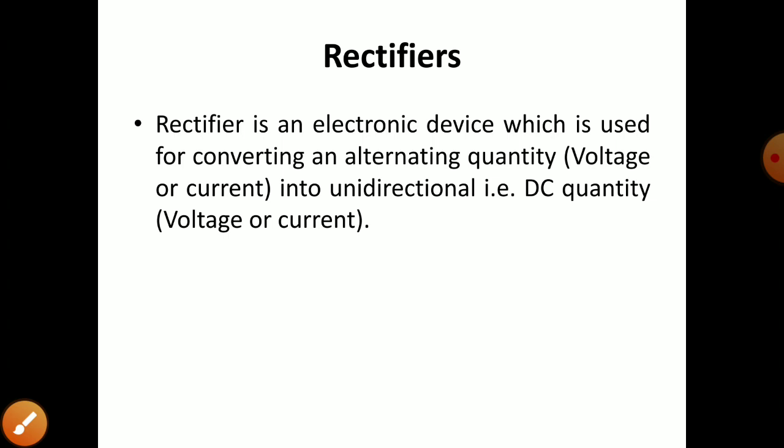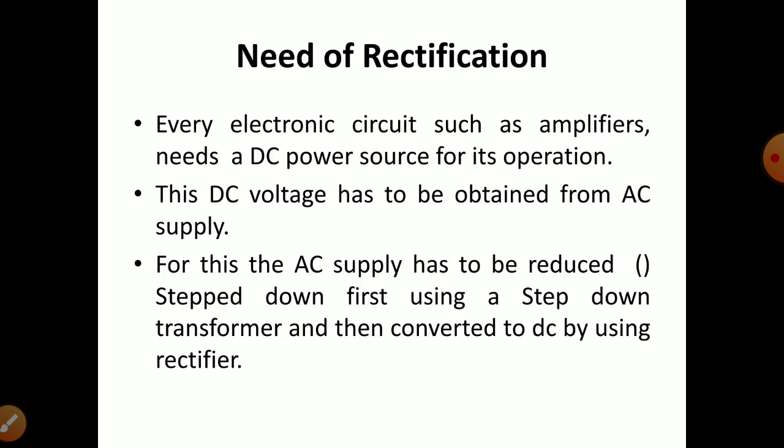So it is already told here, a rectifier is an electronic device which is used for converting alternating quantity to direct quantities. Okay, the need of rectification, why the rectification is needed, I already gave a few points in the previous slides. Just some more points to be added: every electronic circuit such as amplifiers needs a DC power source for its operation.